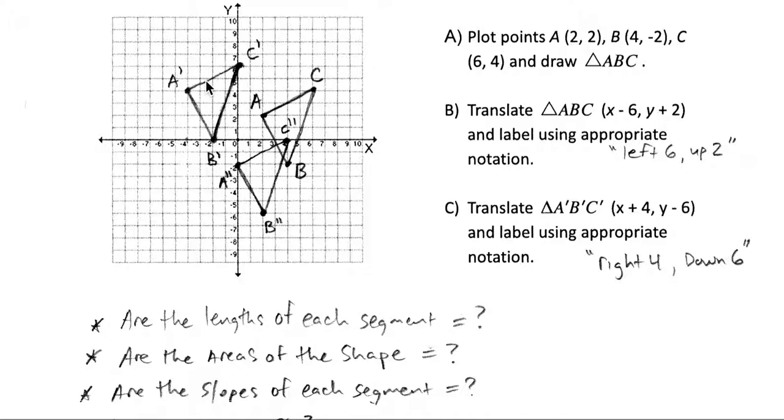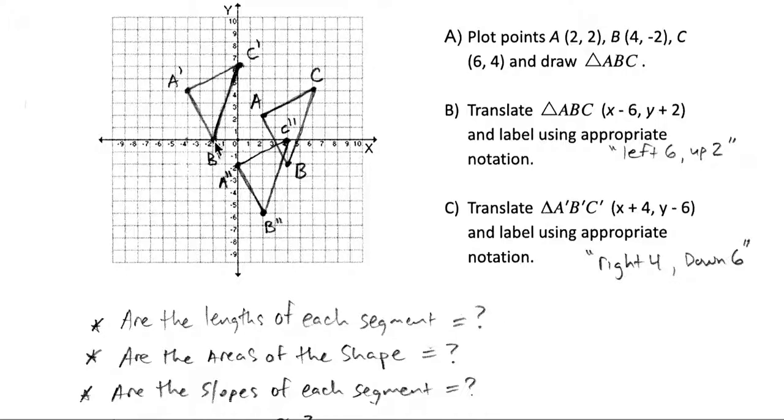So again, you can use counting, or you can literally just plug coordinates of your original points into that translated form, and the result will give you your new coordinate for your transformed point. Let's try it with B. We could count right 4, and we could go down 6, but let's try and use the math method here.